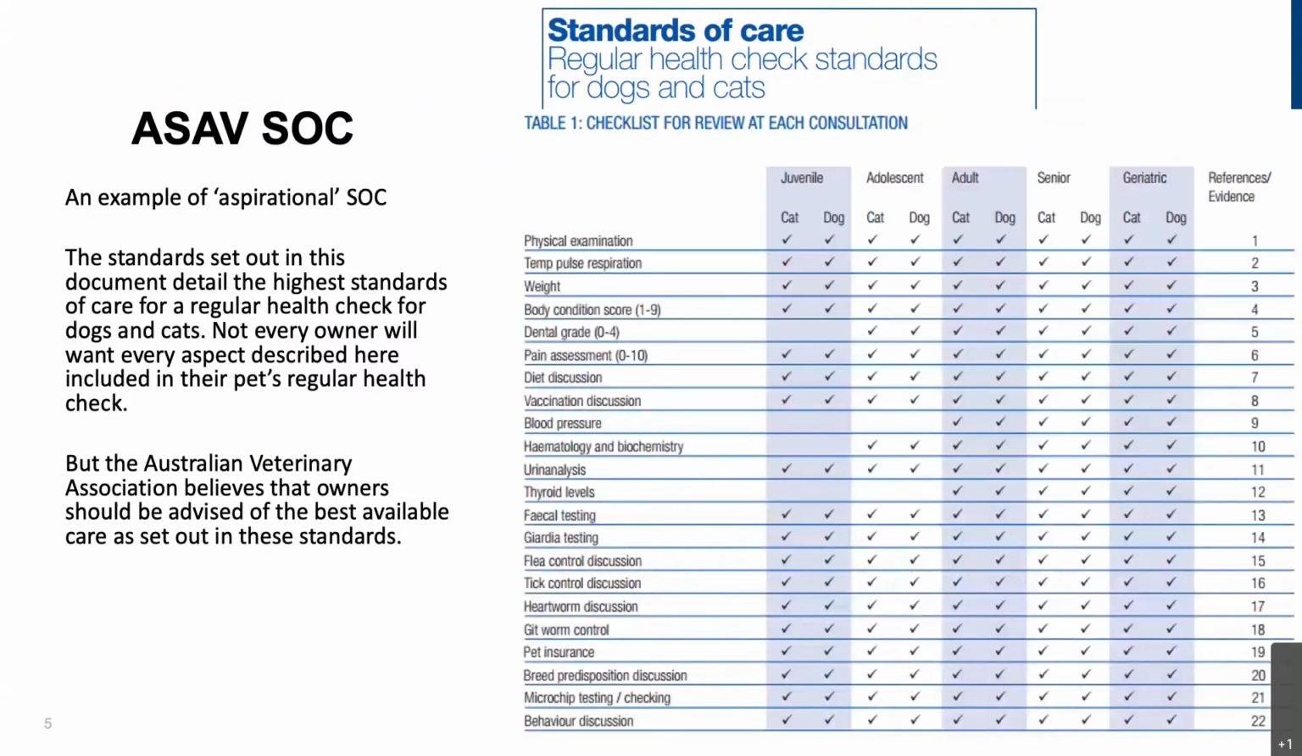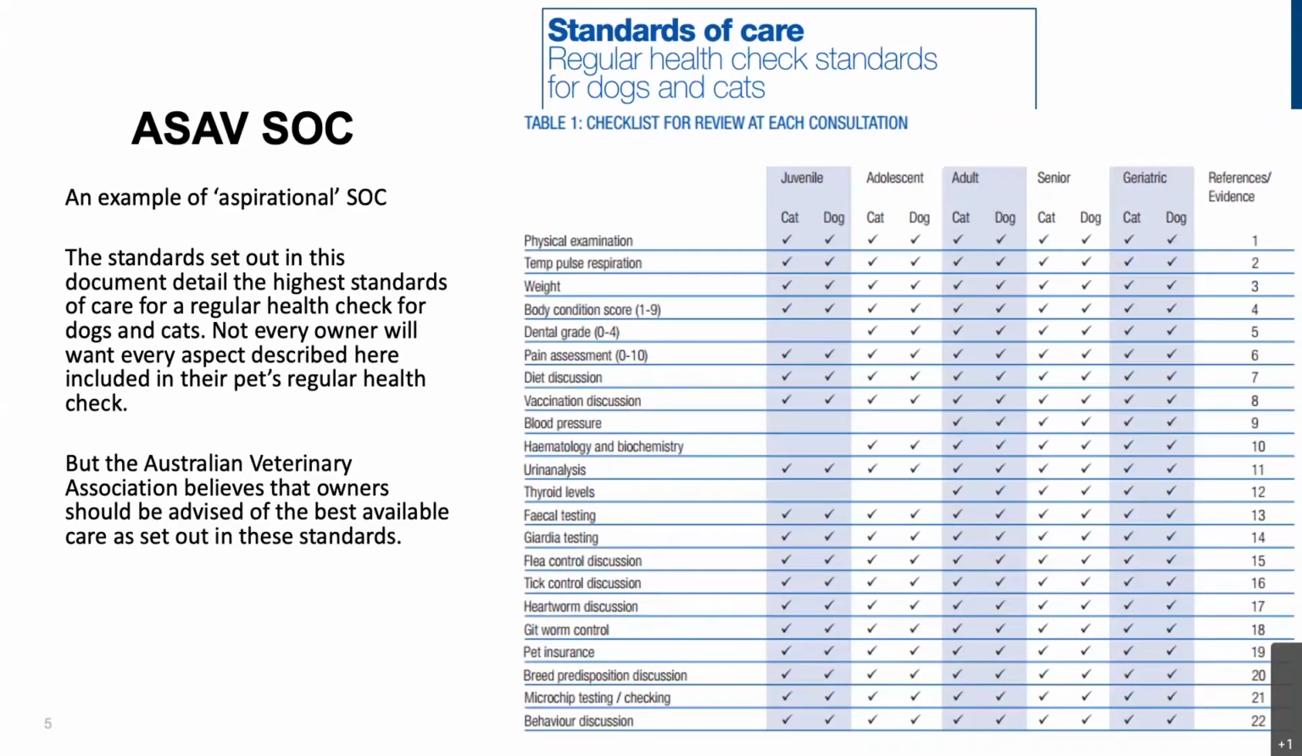This is an example of the things they've included within that standard of care for regular health checks. There's a whole list of elements here on the left-hand side. What age groups do we think need to be involved in it? But most importantly, when we're trying to talk to professionals, our nurses and our vets, there's evidence, and here are the references. When the ASAV developed this standard of care, they referenced all of these different features and things that we want to be looking at.